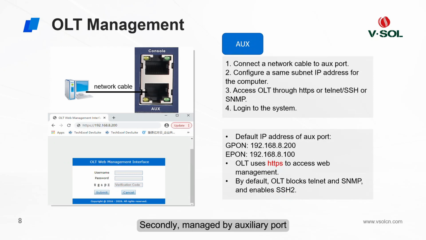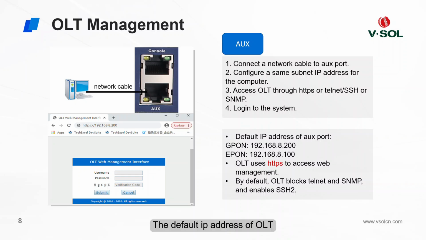Secondly, manage by auxiliary port. It's called out-band management. Auxiliary port is an Ethernet port. Connect a network cable to the auxiliary port and configure an IP address in the same subnet for the computer. Then you can access OLT by HTTPS or Telnet, SSH or SNMP.